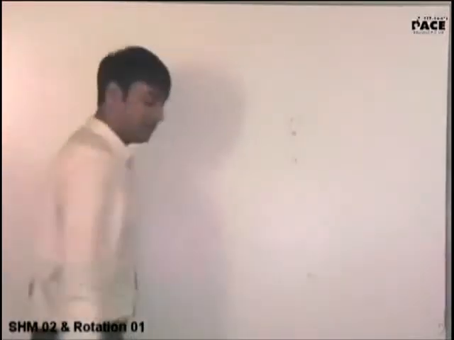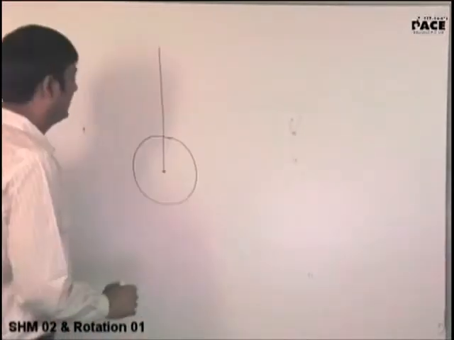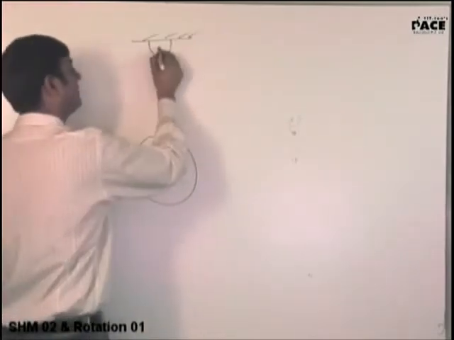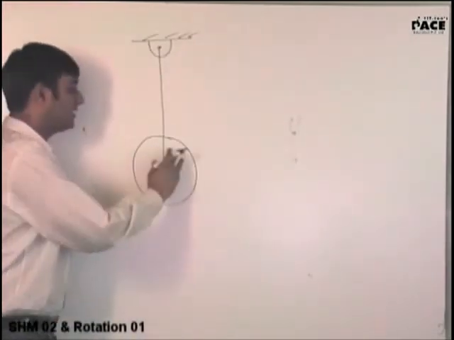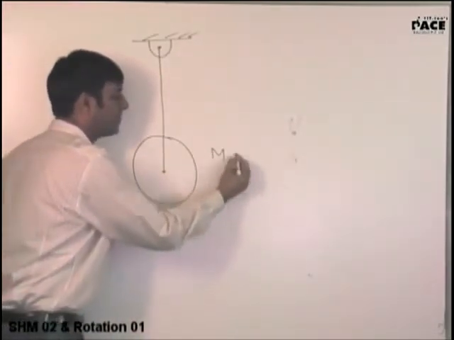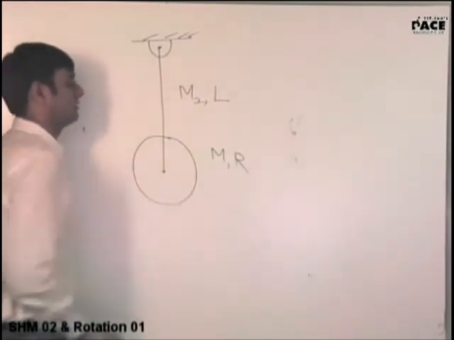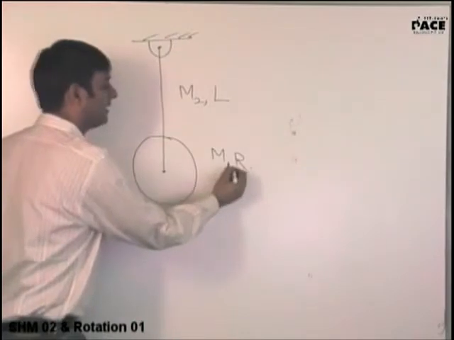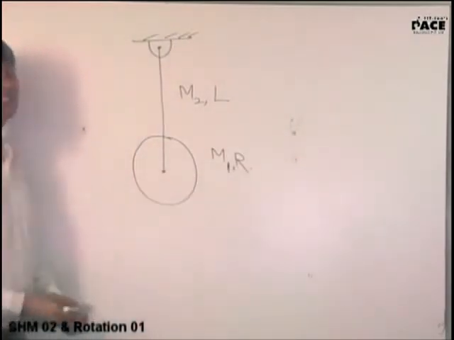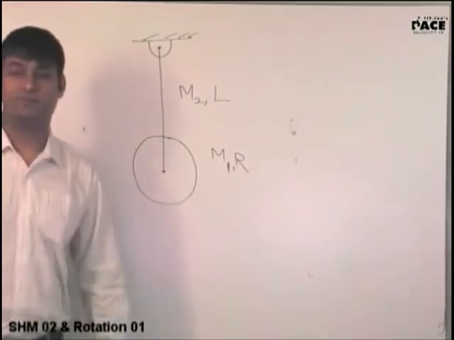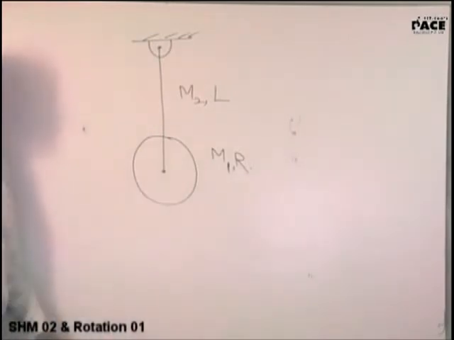Now, let me give you another question. This is a disk and this is a rod. This is a disk of mass m1 and radius r, and this is a rod of mass m2 and length l. The disk is rigidly welded.